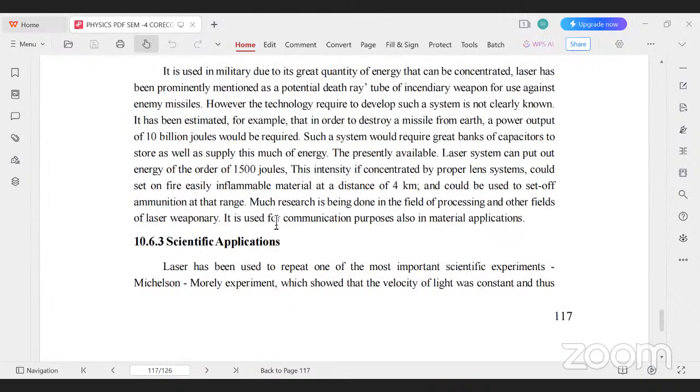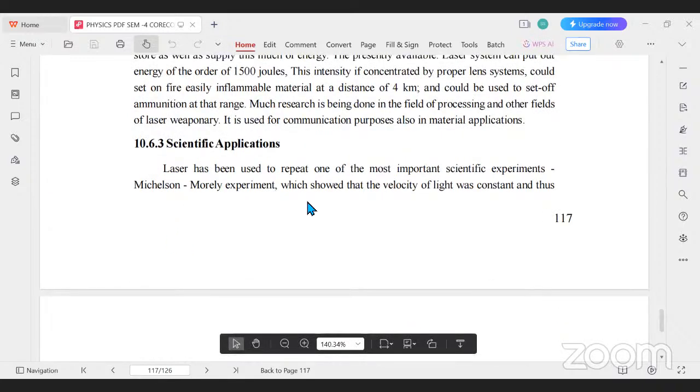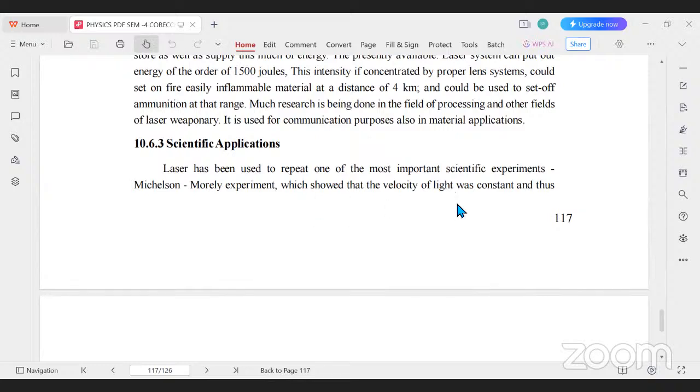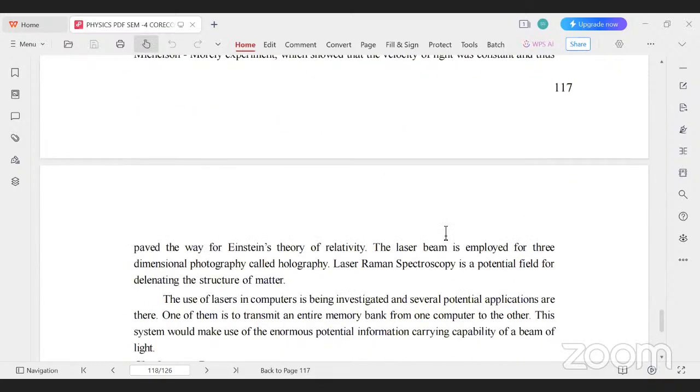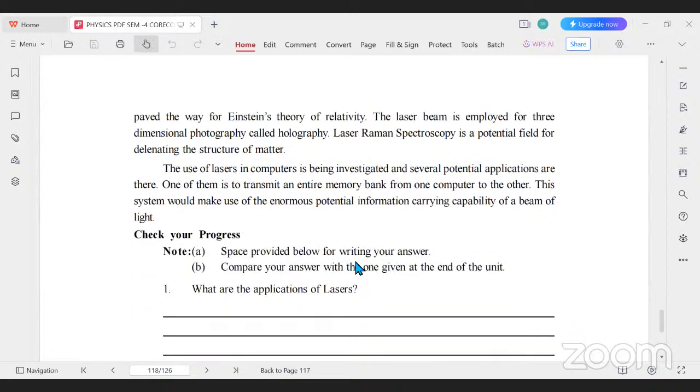Laser has been used to repeat one of the most important scientific experiments, the Michelson-Morley experiment, which showed the velocity of light was constant and thus paved the way for Einstein's theory of relativity. The laser beam is employed for three-dimensional photography called holography. Laser Raman spectroscopy is also helpful, a potential field for relating the structure of matter.